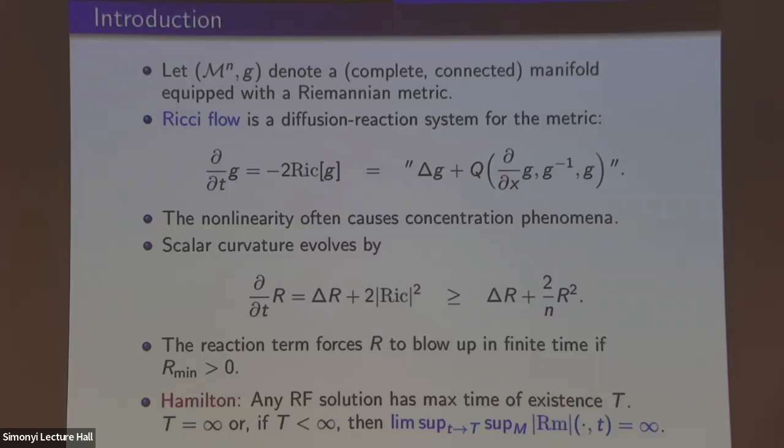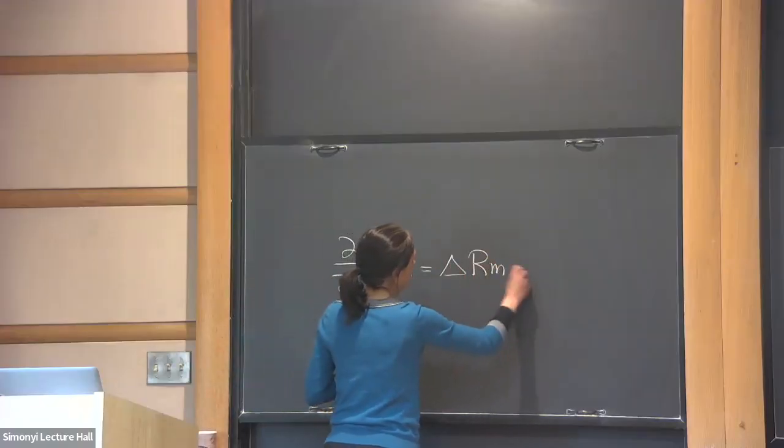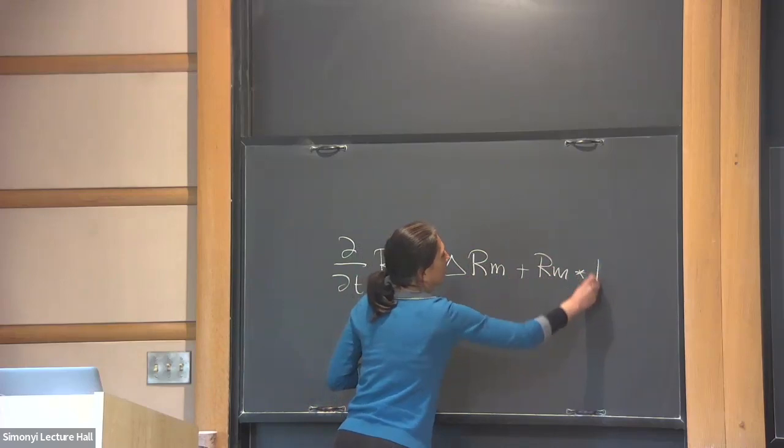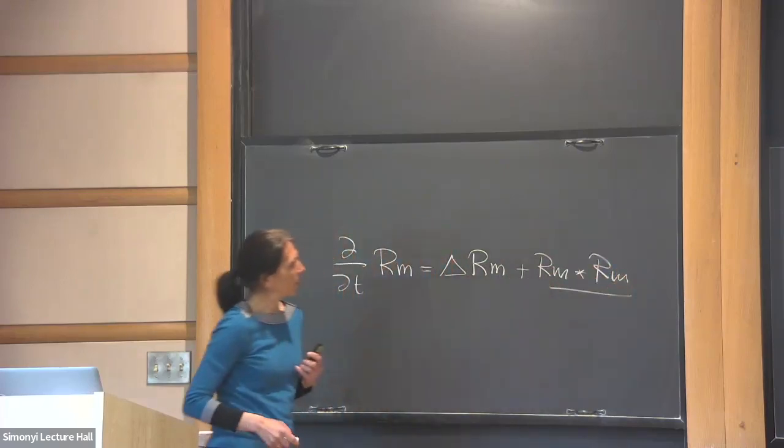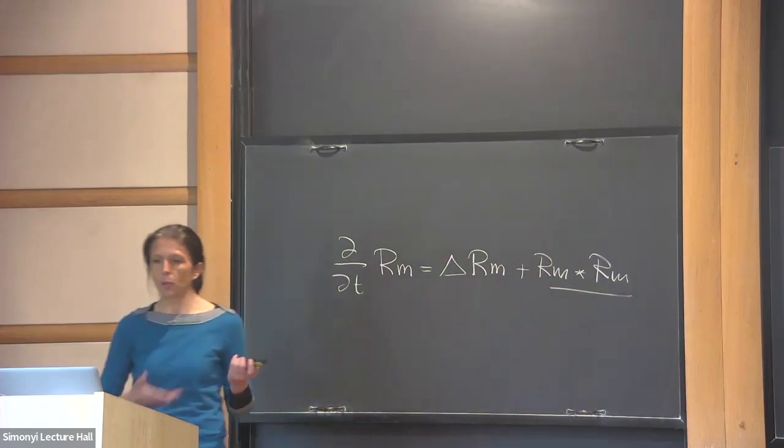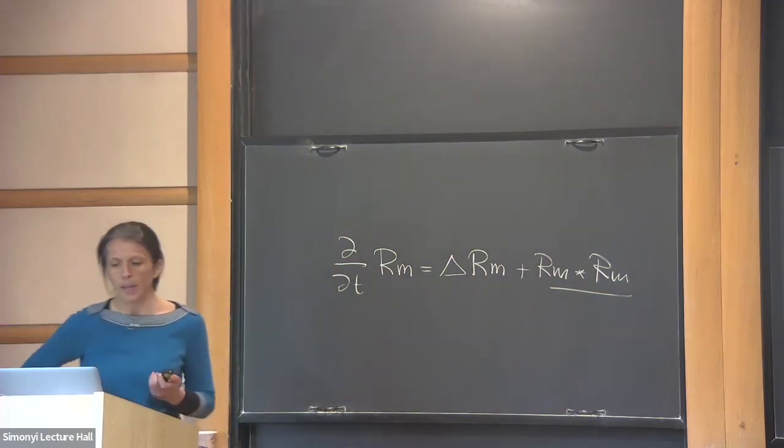And then you can see immediately from here that this R^2 term should force this equation to blow up in finite time. And for example, indeed, if you start with a metric which has positive scalar curvature, then the finite time singularity is inevitable. It always happens. But in general, let's say even if you just evolve the full Riemannian curvature, it has an equation of this type, where this last term is also quadratic in the Riemannian curvature. So of course you expect something bad to happen in finite time.